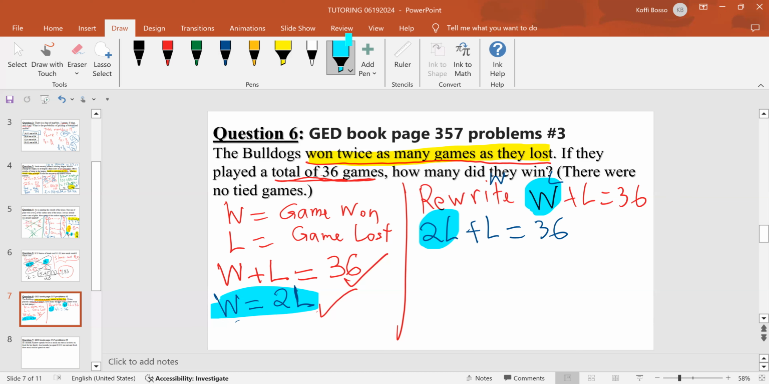And why did I do that? Because in math, if you want to solve the equation, you need only one variable. If you have two variables in one equation, this will not help you solve it. So we need to change something to get one variable. Before, we had W as a variable and L as a variable. Now in this equation, we only have L, so we rewrite W as 2L. Now we have 3L equal to 36.